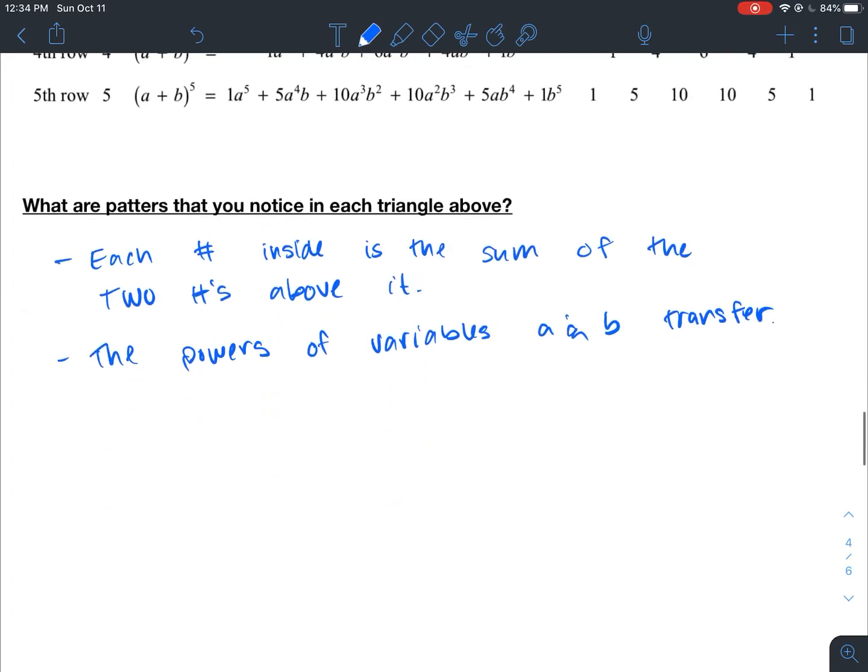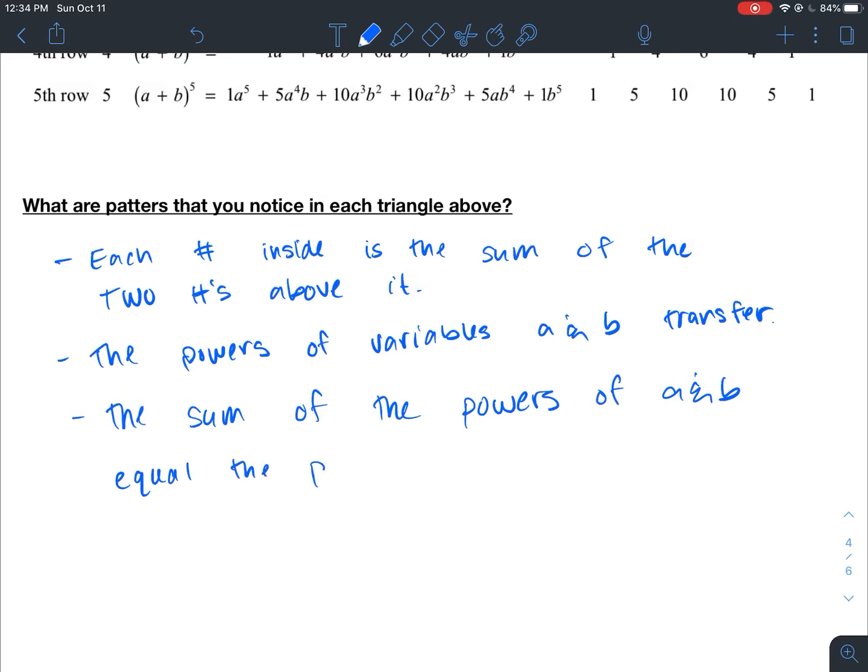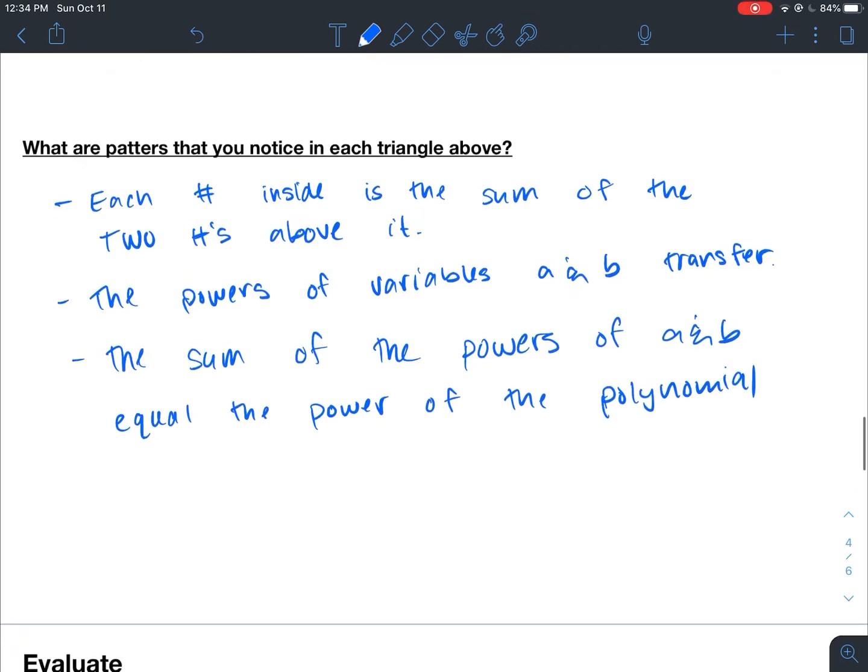So the sum of the powers of a and b equals the power of the polynomial. Alright.